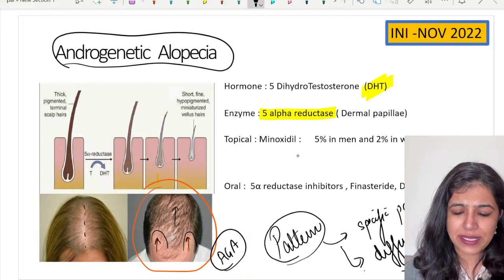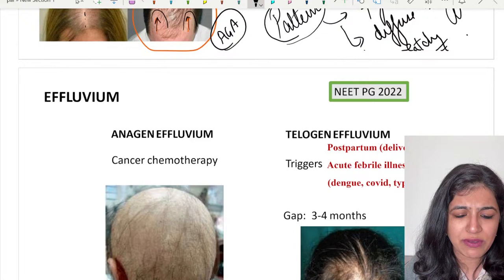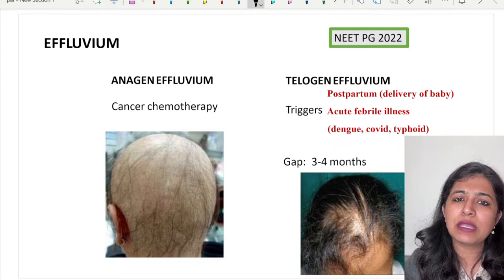Very important to remember the mechanism of action of finasteride, which is a 5-alpha reductase inhibitor. Now coming to the diffuse hair falls, where the question will say that the patient is suffering from a diffuse hair fall or an increased hair fall.